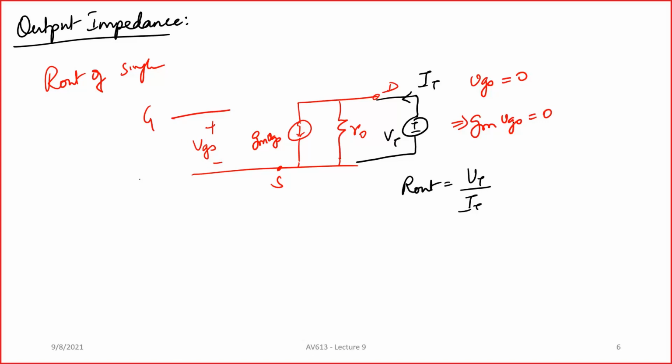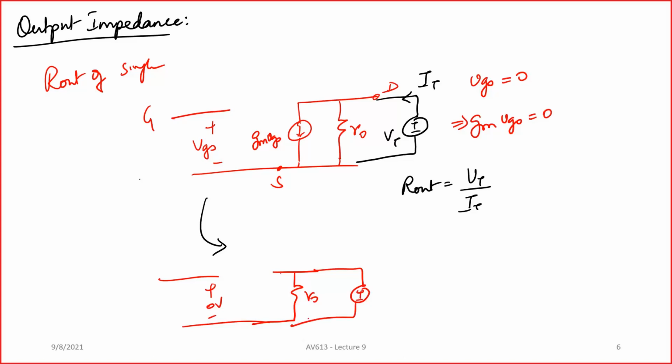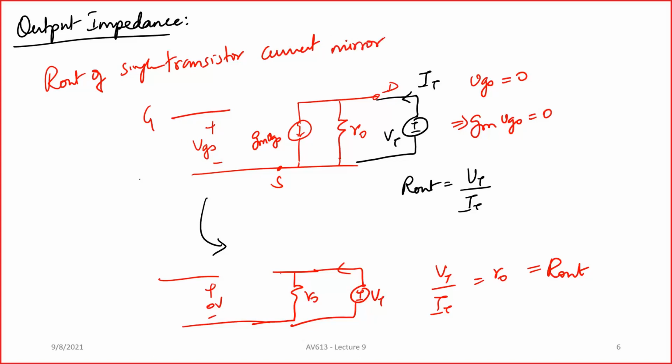Now in this case your GM VGS is 0, so how can this be redrawn? This is 0 volt, and so GM VGS is 0. If a current is 0, it is an open circuit. You only have R naught here and you have your VT here. So obviously VT by IT is nothing but R naught. This is the output impedance of your single transistor current mirror, right?